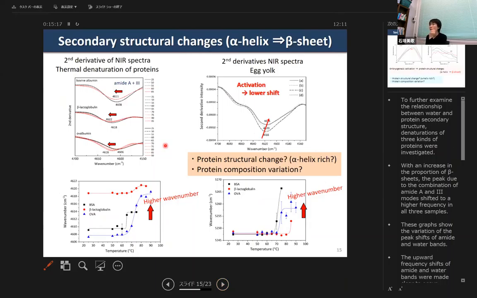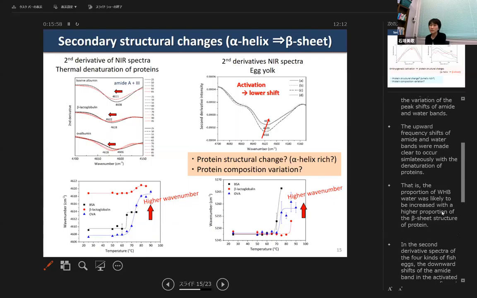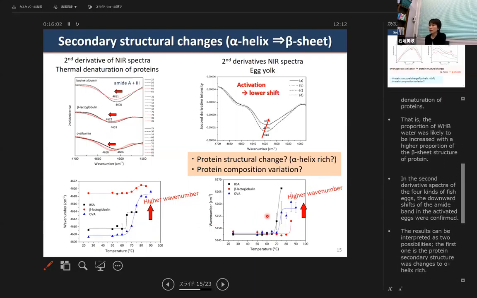To further examine the relationship between water and protein secondary structure, denaturation of three kinds of proteins was investigated. With an increase in the proportion of beta sheet, the peaks due to the combination of amide A and amide III modes shifted to higher wave number in all three samples. And these graphs show the variation of the peak shift of amide and water bands. The upward frequency shift of amide and water bands was clearly shown to occur simultaneously with the denaturation of proteins. That is, the proportion of WHB water was likely to increase with a higher proportion of the beta sheet structure of protein.